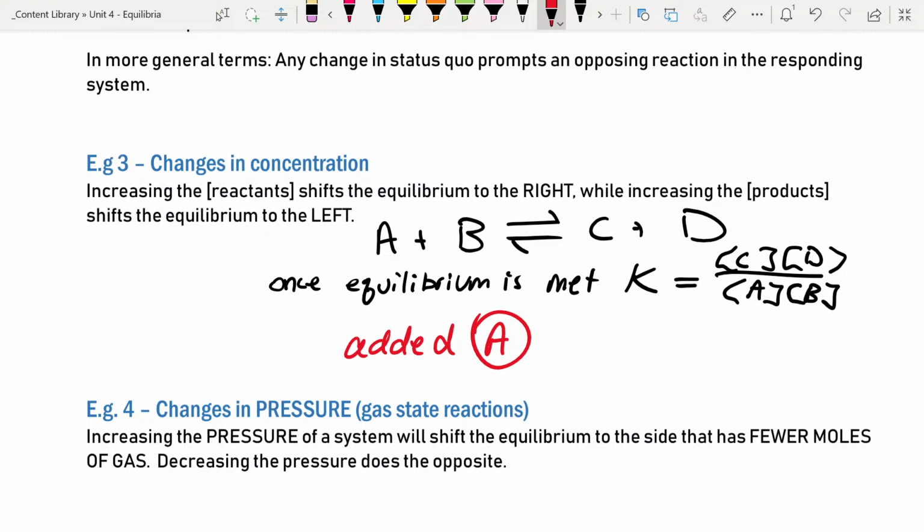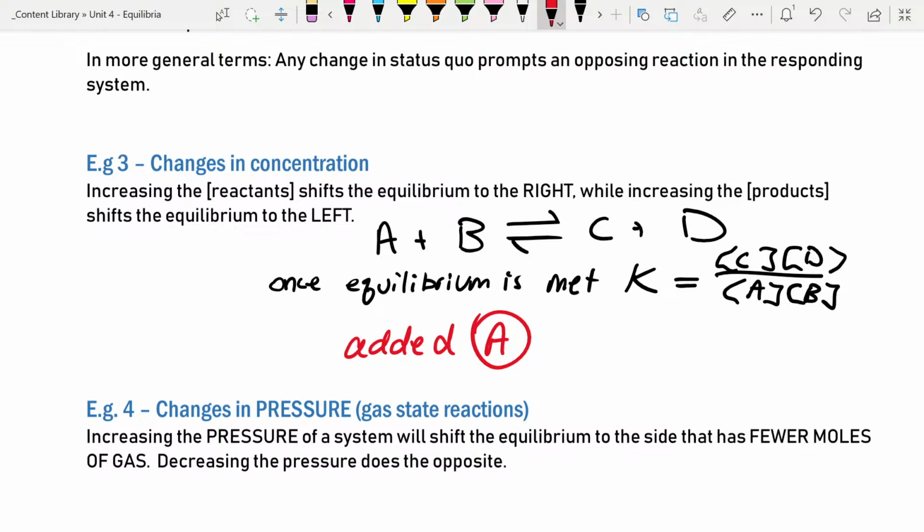Which means we have to make the denominator smaller. But to make the denominator smaller, we have to be using up A and B, right? Which means that in the process of making the denominator smaller, we're also going to be making the numerator bigger. Does that make sense?